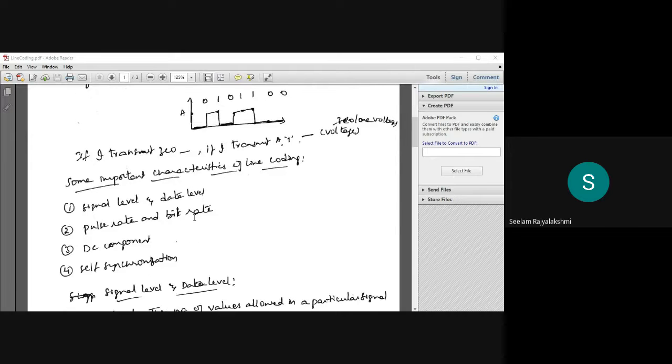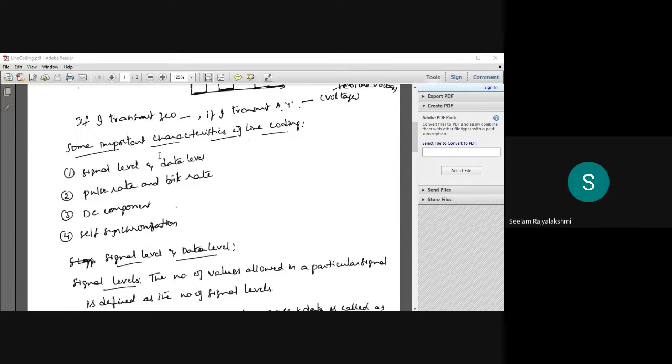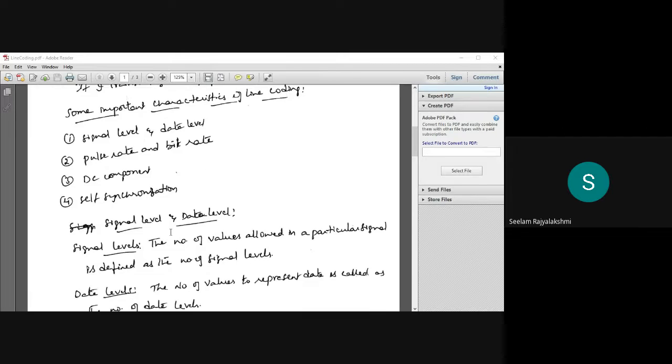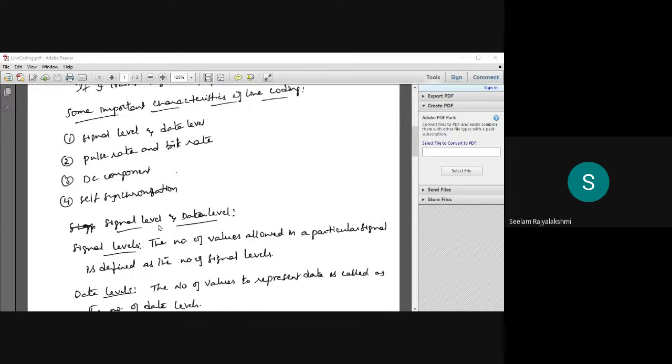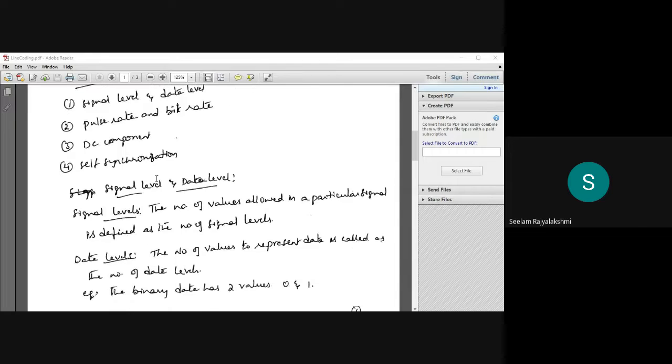Now let us see some important characteristics of line coding. Here we have signal level and data level, pulse rate and bit rate, DC component, and self synchronization. These are the important characteristics of line coding. Now let us see the first one, signal level and data level.